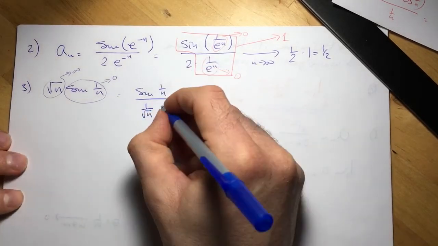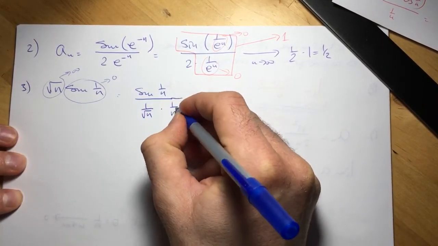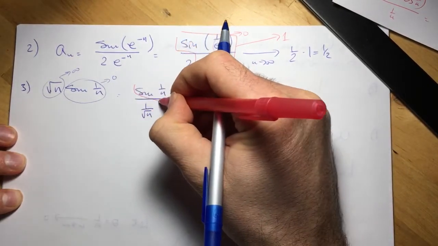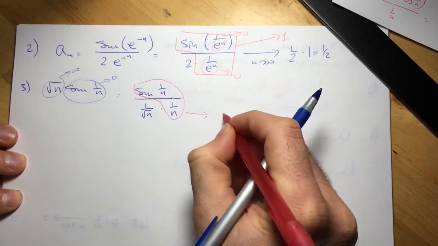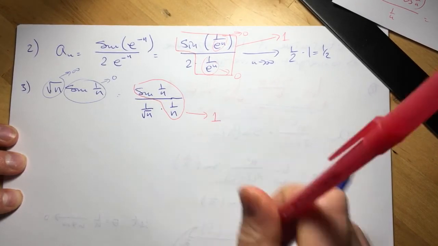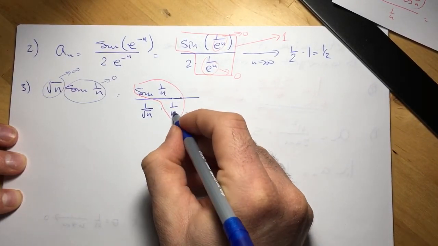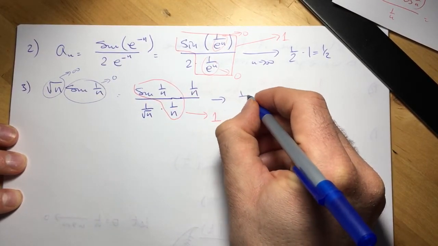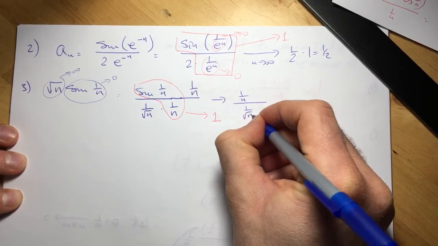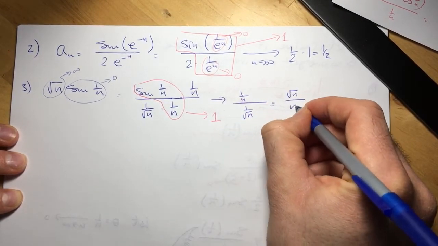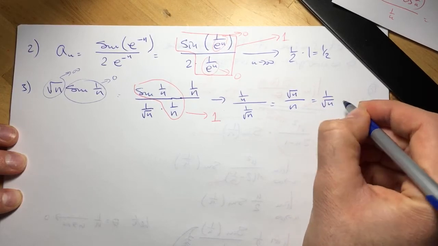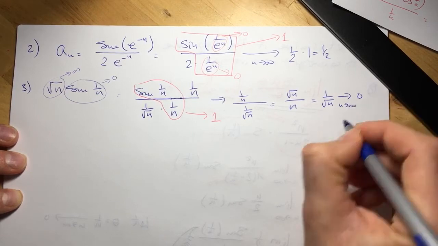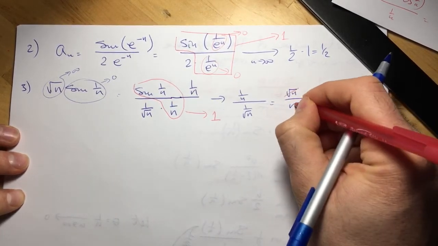Now what can we do? I can adjust this, just multiply by, divide by 1 over n, so that I will get that sine of theta over theta as theta goes to 0 limit that approaches to 1. But if I divide it by 1 over n, I have to multiply by 1 over n. So this limit approaches to 1 over n over 1 over square root of n, which is square root of n over n, which is 1 over square root of n, and that approaches to 0 as n goes to infinity. All right, you can cancel these.